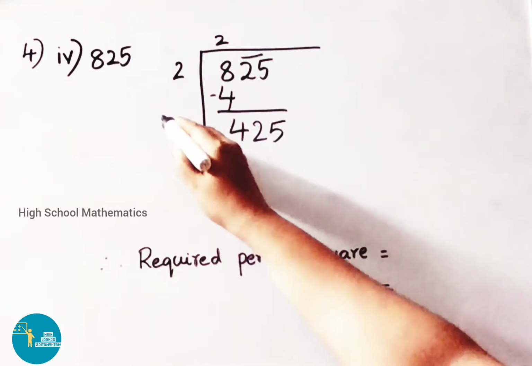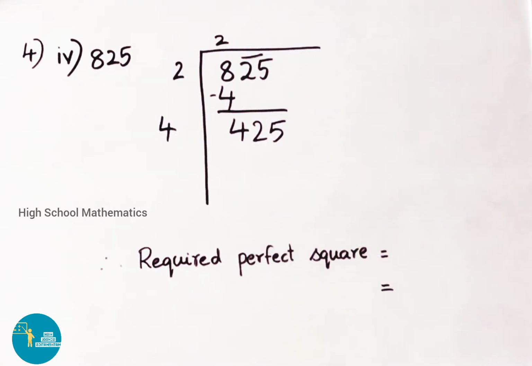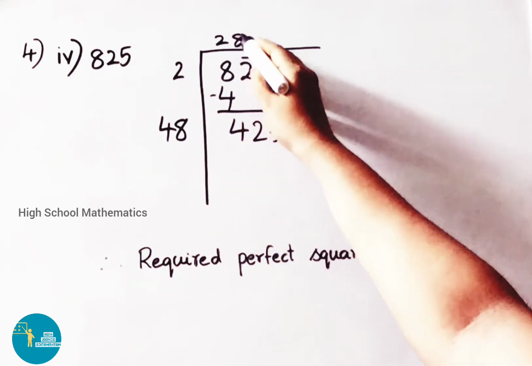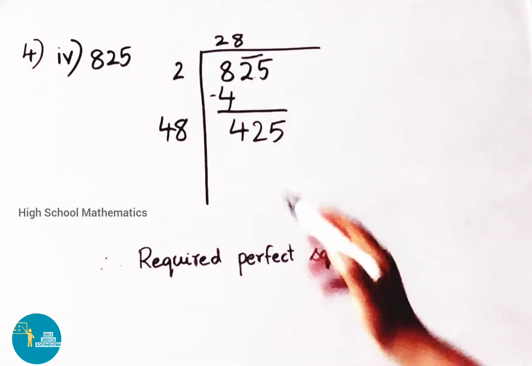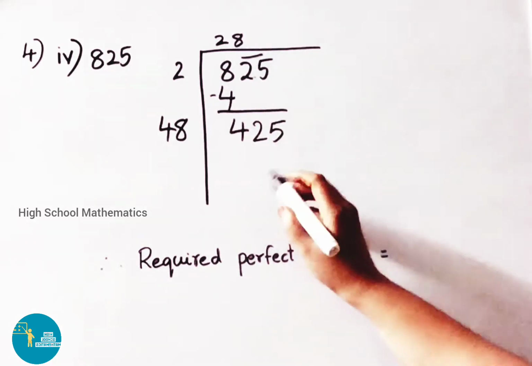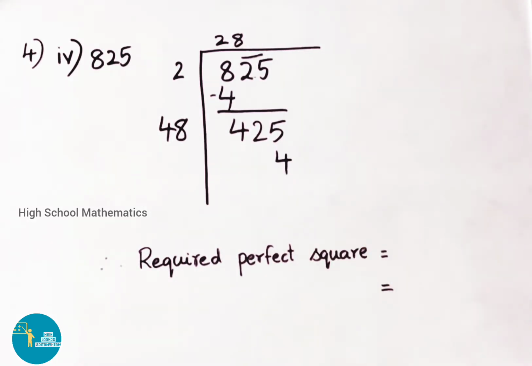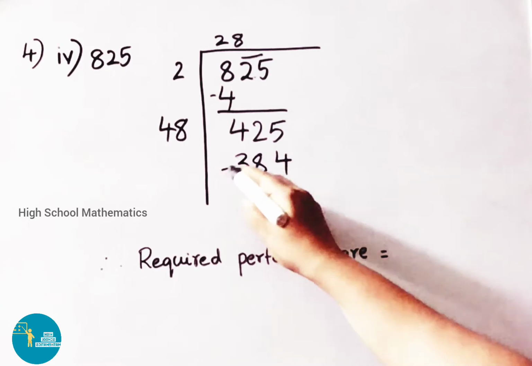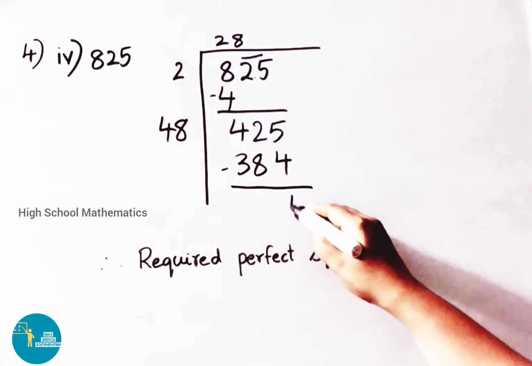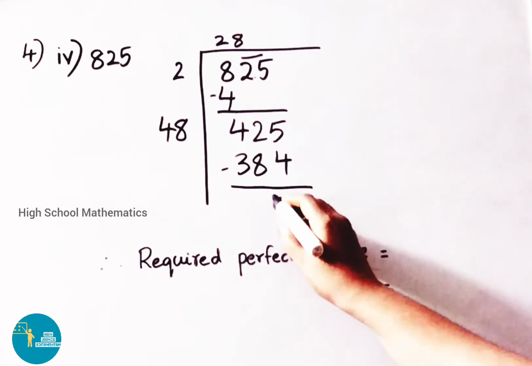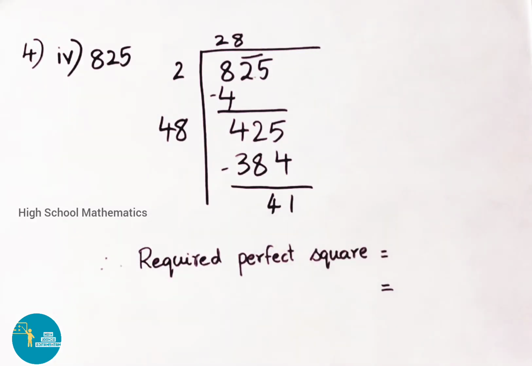2 double value is 4. Now let us multiply by 8. So write in the quotient also 8. Now we have to multiply 48 into 8. 8 8s are 64. Write 4 carry 6. 8 4s are 32. 32 plus 6, that is 38. Now we have to do subtraction. 5 minus 4, 1. 42 minus 38, we will get 4. So we got here remainder 41.